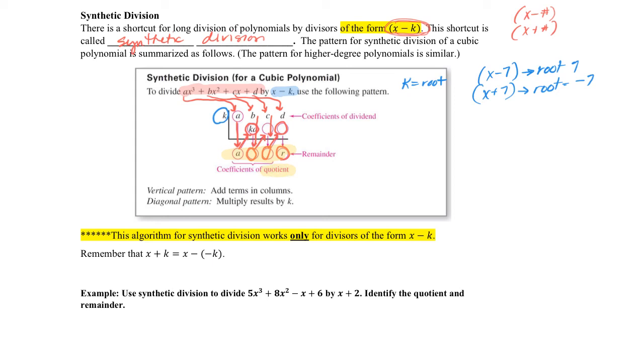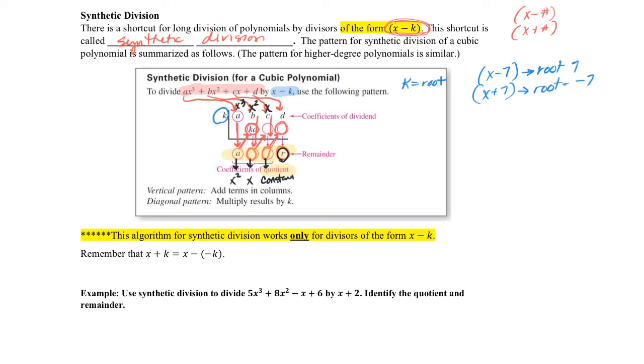Everything drops by a degree. So if this was the coefficient for x cubed, this now becomes the coefficient for x squared. And since b went with x squared, this is the coefficient for x. Everything drops by a degree. C went with x, and so now this becomes the constant here at the end. And then the last value is your remainder.